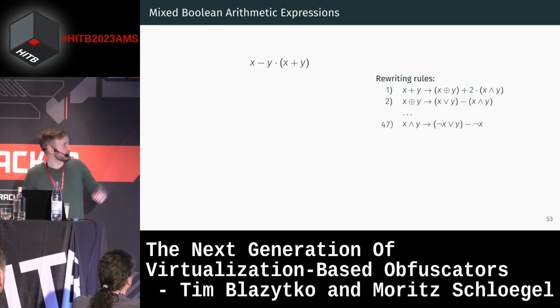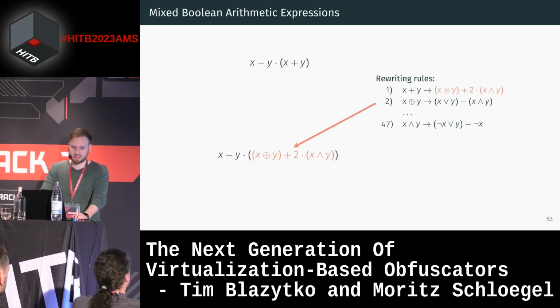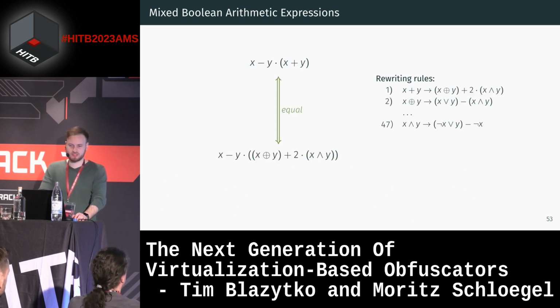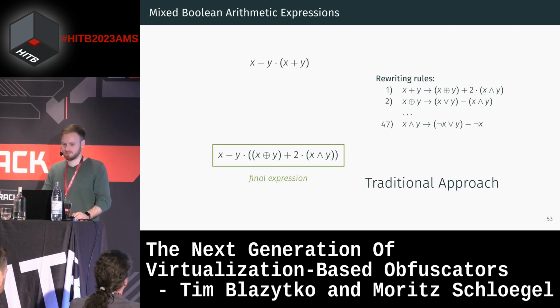And basically, on the left side, we have our expression, which we want to make more complex. And we have a couple of rewriting rules. The rewriting rules are basically a lookup of a simple expression to a more complex one, which does the same. And what we're doing is we simply pick the expression or some sub-expression like x plus y. We look that up, we replace that, and because the rewriting rules are the same, the expressions are the same, and that's how we were traditionally doing MBAs.